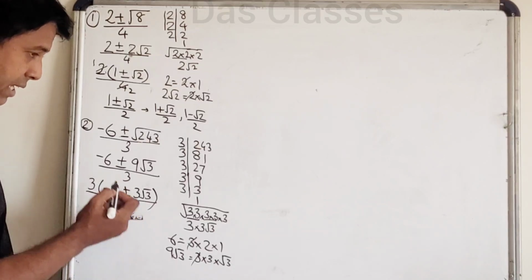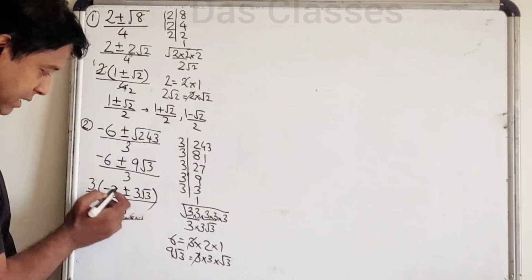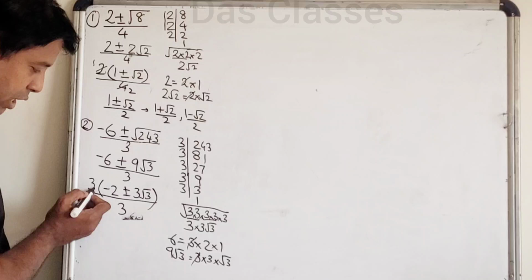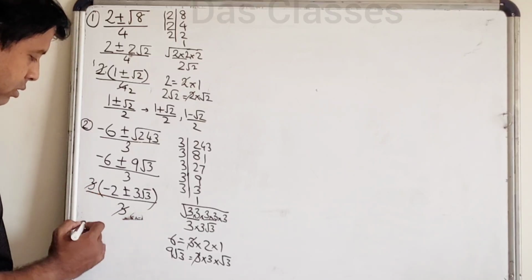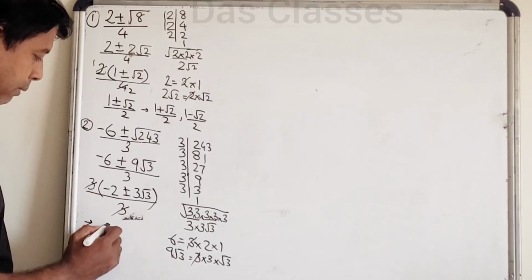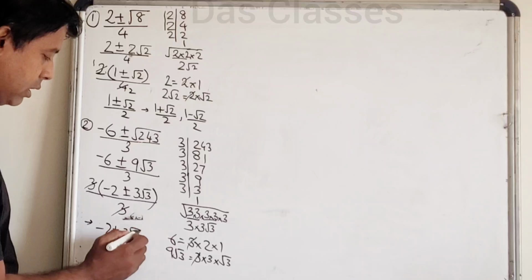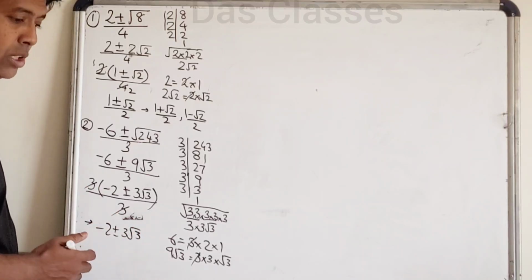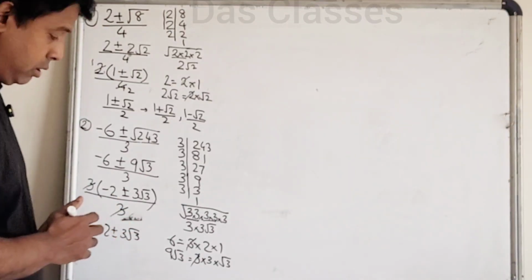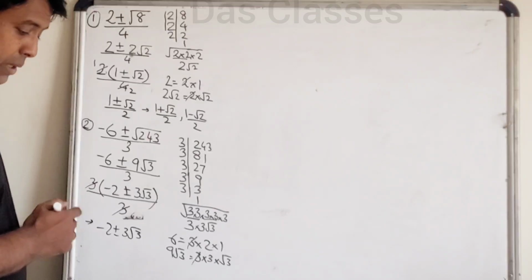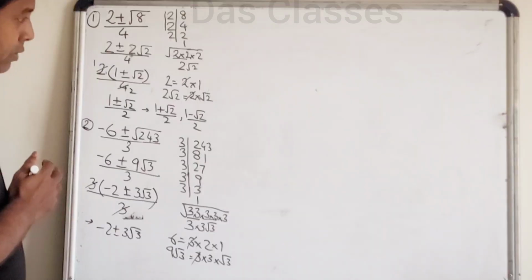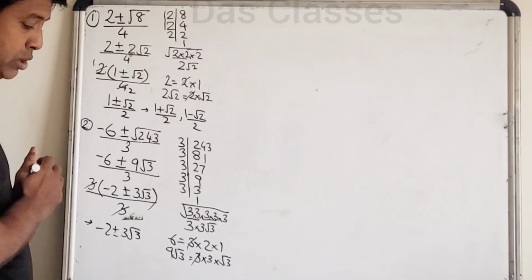Don't cancel this because there's a plus-minus. This 3 is in the multiplication form, so you can cancel it. So the final answer is −2 ± 3√3, that is, −2 + 3√3 and −2 − 3√3. Okay, so this is a set of questions where confusion happens.